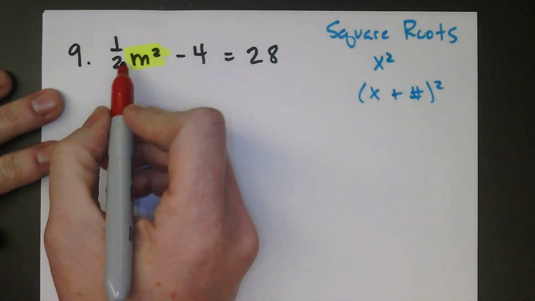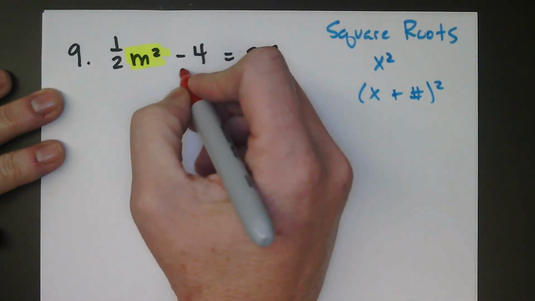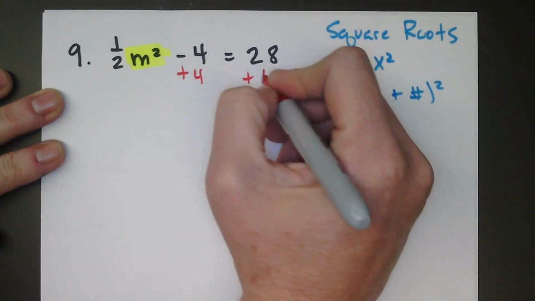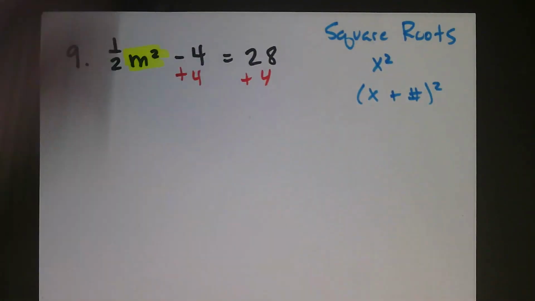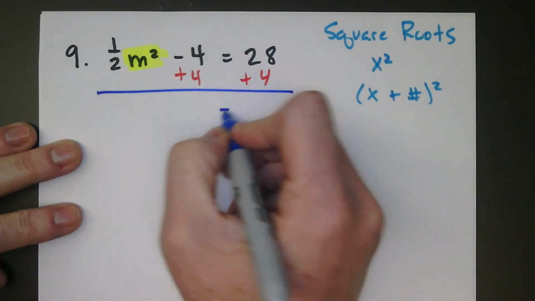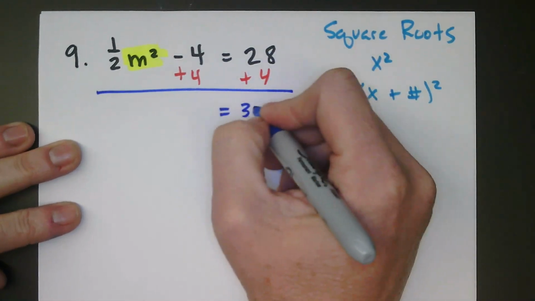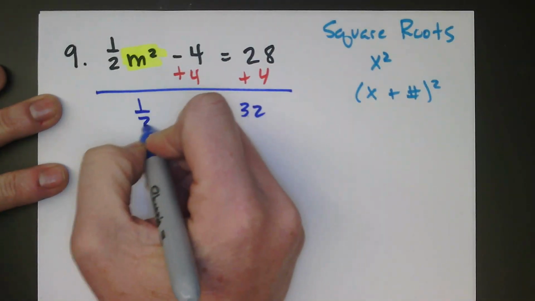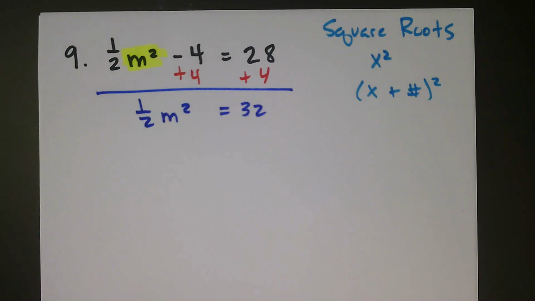So I have a couple things going on. It's times 1/2 and it's subtracting 4. I'm going to undo that subtracting 4 by adding 4 to both sides first. Let's see, that's going to give me, keep my equal sign here, 32. And then I'm going to have 1/2 m squared.